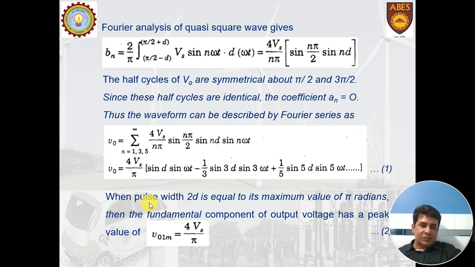Now, this is case 1, when the pulse width is 2D and 2D is equal to pi. If the pulse width 2D is made equal to pi, then the fundamental component of voltage will become 4 Vs by pi. This will be the peak value of the fundamental component of the output voltage. Why? Because for 2D equals pi and n equals 1, D is pi by 2, so sine 90, and this is also sine 90. So sine 90 is 1, and this gives you the output voltage as 4 Vs by pi.